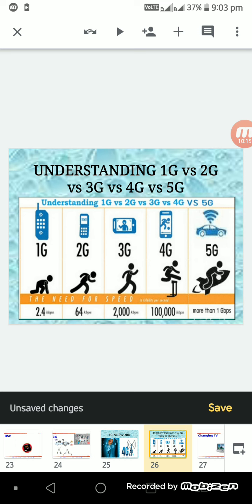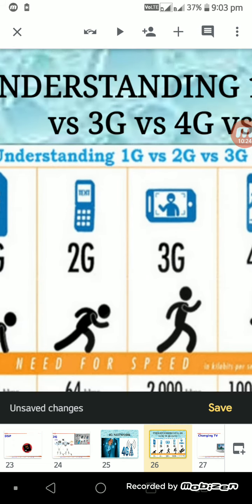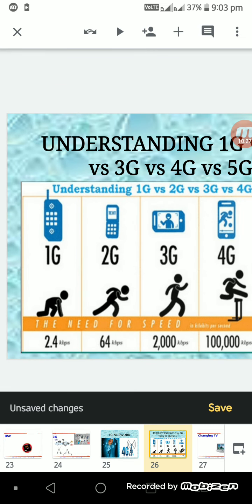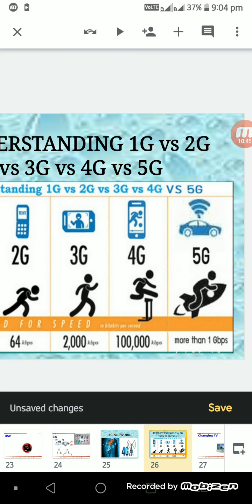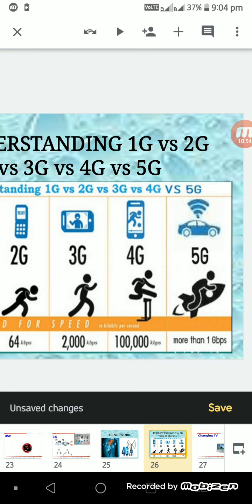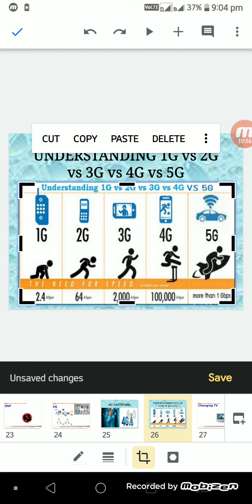Next, comparison: first generation, second generation, third generation, fourth generation, and fifth generation. See that, guys. First generation, we are using 2.4 million people. Next, 2.4 kbps in first generation, 64 kbps in second generation, 2000 kbps in third generation, 1 lakh kbps in fourth generation, and more than 1 GB in the fifth generation. These are the generations of embedded systems.